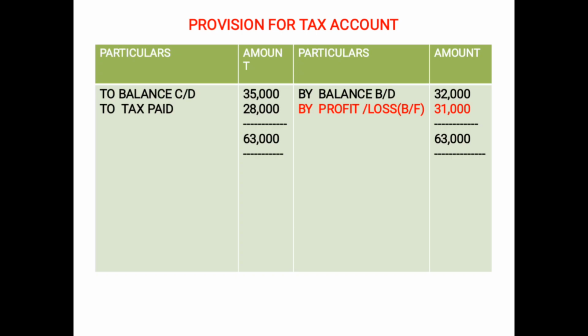Next, the additional information in the adjustments. First, the provision for tax. In the adjustment, the tax paid is 28,000, not the provision, but tax paid 28,000 given in the adjustment. We open the provision for taxation account. On the debit side, to balance carried down, closing balance of tax 35,000, opening balance of tax 32,000. So in the adjustment tax paid 28,000. So the closing balance, the balancing figure of 31,000, is the profit and loss account.